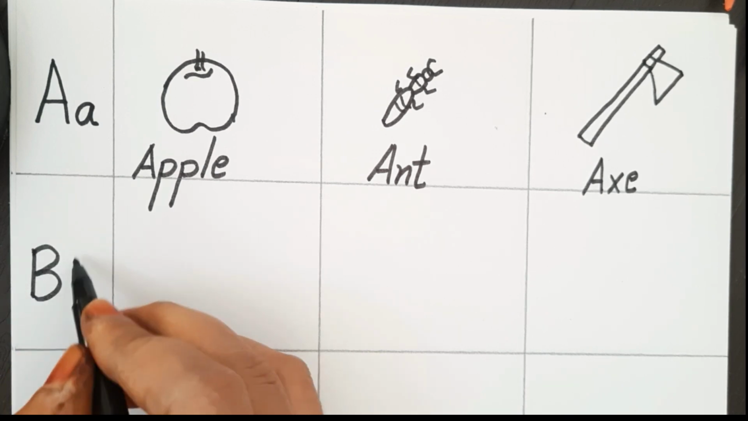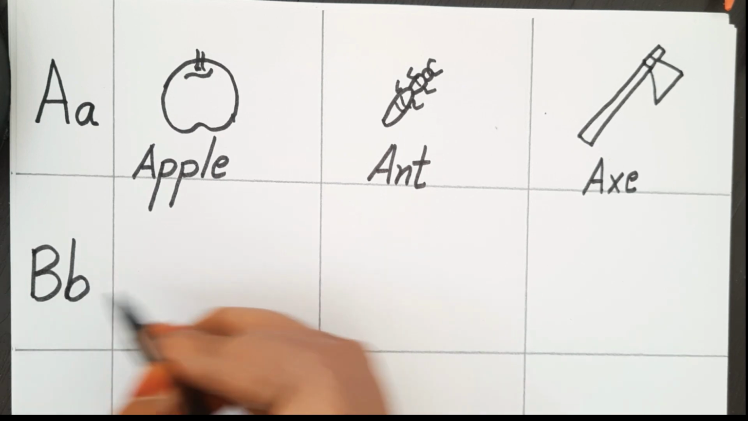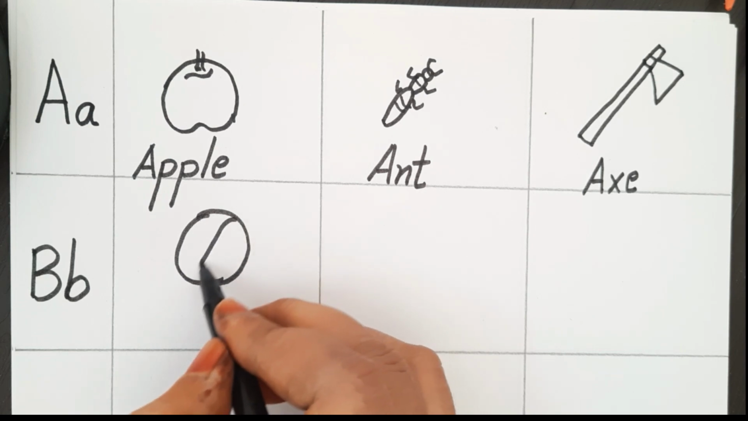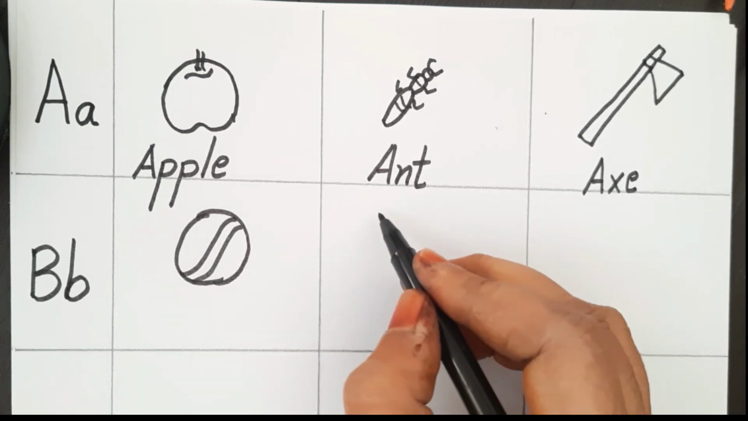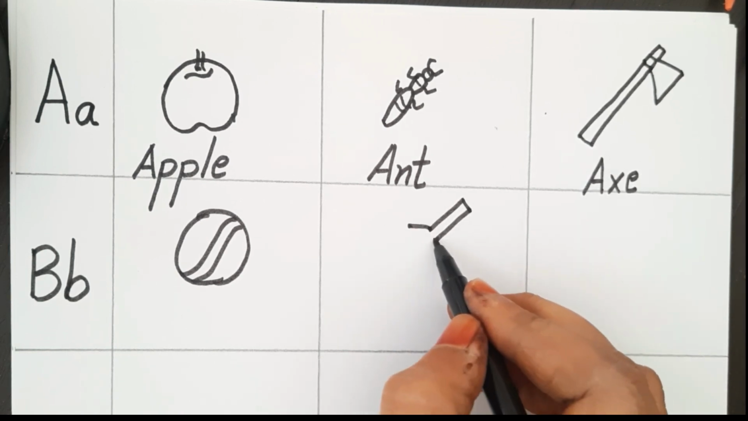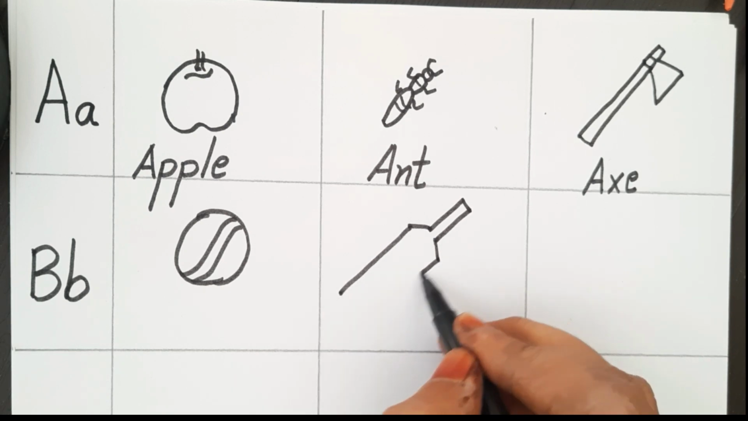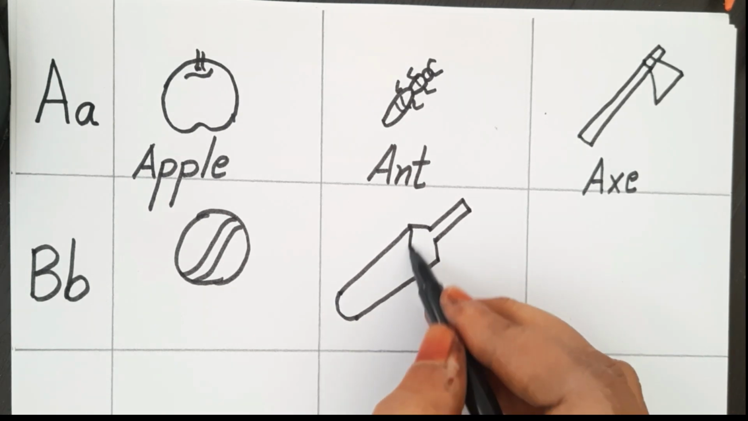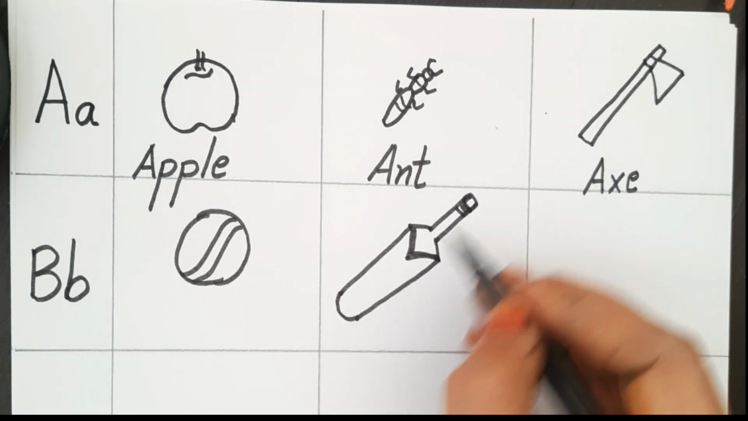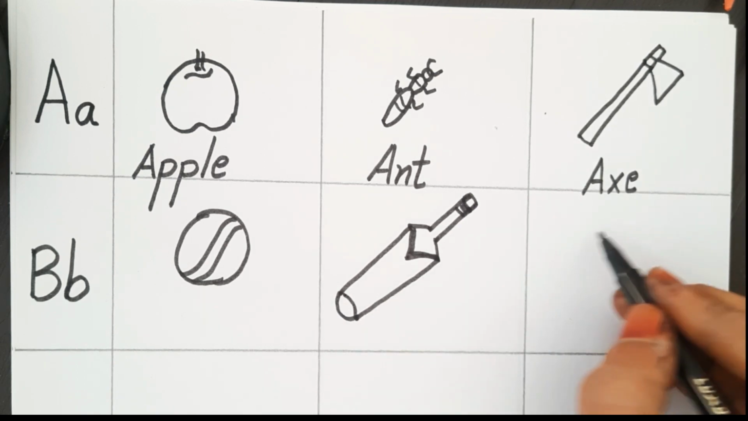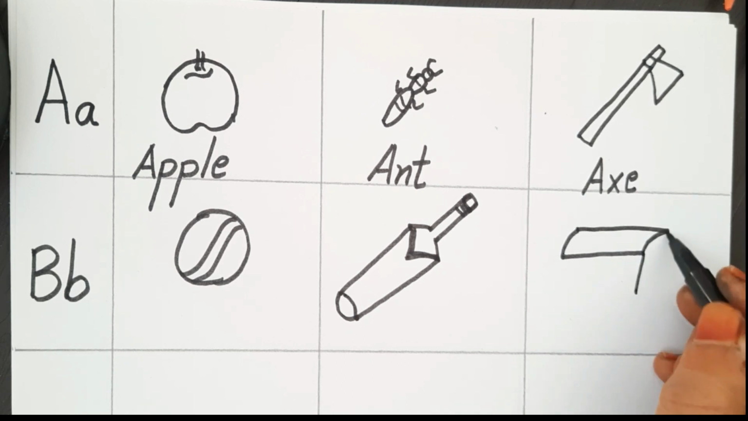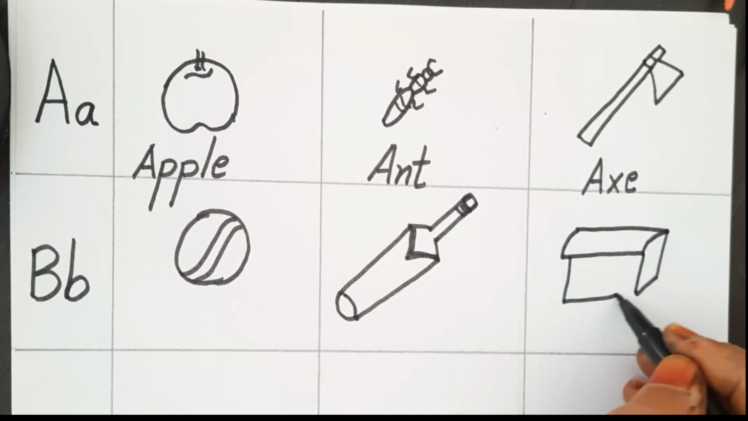B sound is B. B for ball. B for bat. And then B for bag.